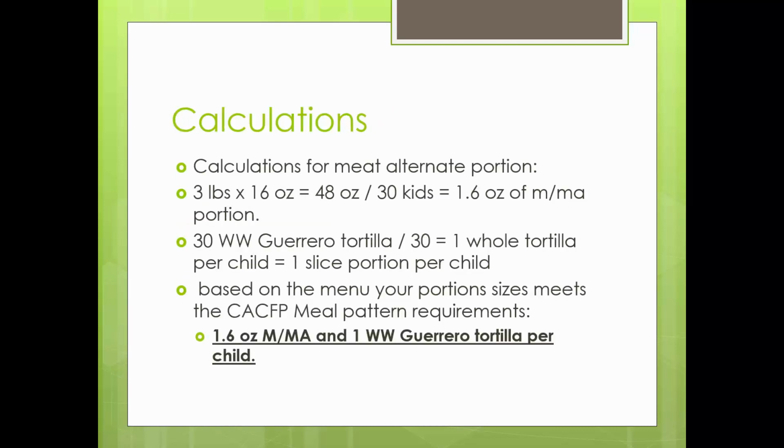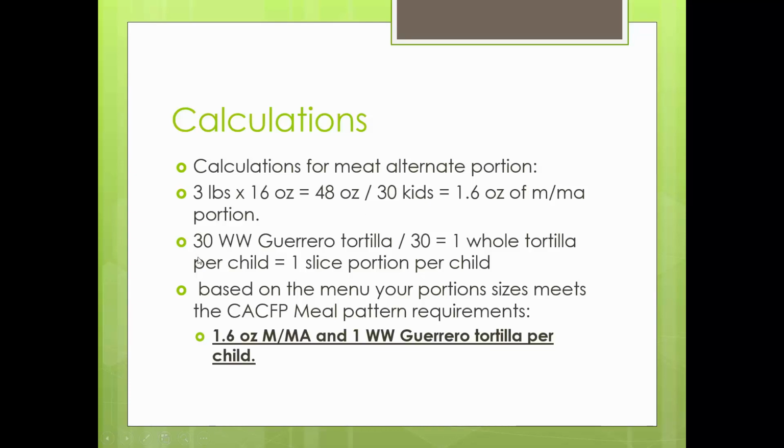So since I purchased 3 pounds, and 1 pound is equivalent to 16 ounces, we're going to multiply 3 pounds times 16. That's what I did here, and it's going to equal 48 ounces. And how many children do I have at the daycare center? I have about 30 kids, so divided by 30. Based on this calculation, it's about 1.6 ounces of meat or meat alternate portion based on my standardized recipe, and based on what I purchased. Okay.